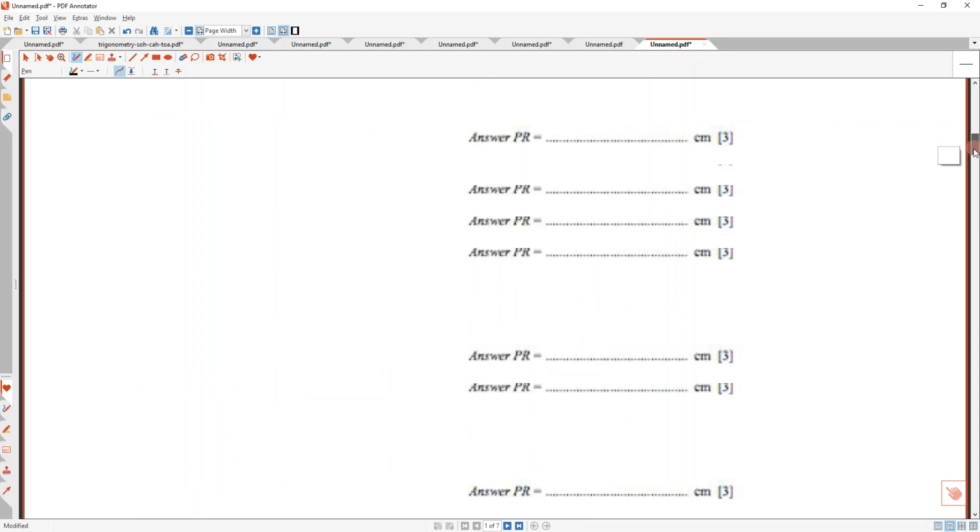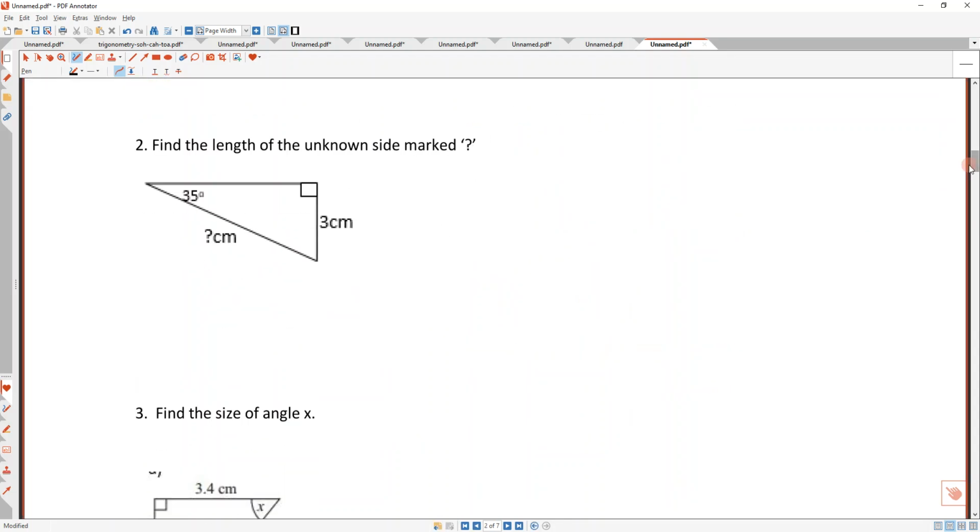Question 2. We need to find the unknown side marked with the question mark. Just going to change color. So again, we label our sides. This is what we want to find out. Here's our right angle, so this is our hypotenuse. This is the angle we know, so this is the opposite side. This is the adjacent.